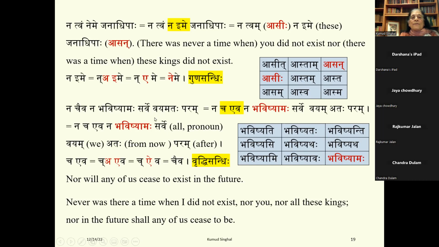Vayam, we, will exist, all of us will exist. Bhavishyamah comes from the dhatu bhu, and this is the future tense conjugation. Sarve means all, vayam we, atah from now, again an indeclinable, param after. So nor will any of us cease to exist in the future. So the verse means: never was there a time when I did not exist, nor you, nor all these kings, nor in the future shall any of us cease to be. I'm going to end the class with this Gita verse, and let's look at the questions now.